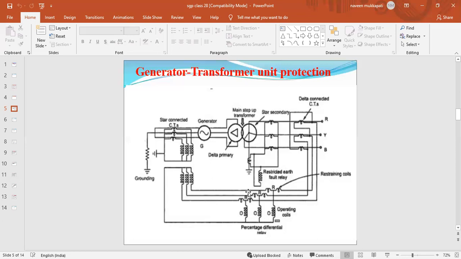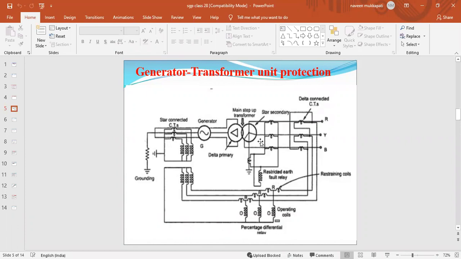First of all, we are taking the generator and the transformer unit. This is the generator and this is the transformer, the main power transformer. This is the primary winding and this is the secondary winding. The primary winding is connected in delta and the secondary winding is connected in star. For earth fault protection, we are using one restricted earth fault relay.